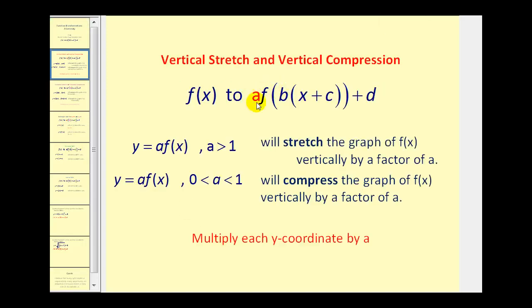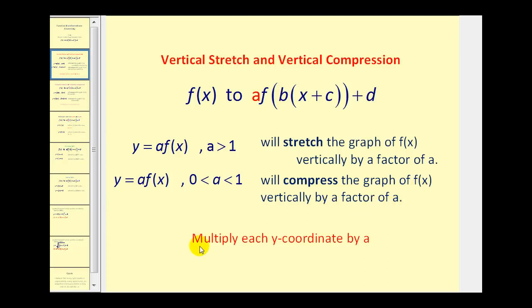Let's first talk about the value of a. y equals a times f of x for a greater than 1 will stretch the graph of f of x vertically by a factor of a. And y equals a times f of x for a between 0 and 1 will compress the graph of f of x vertically by a factor of a.